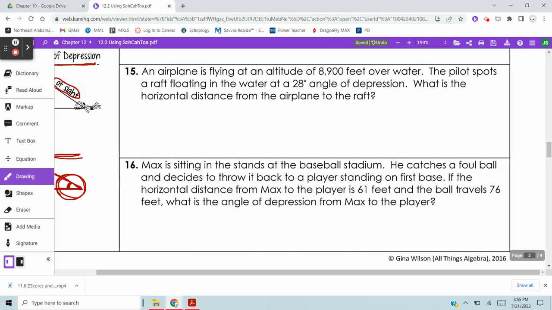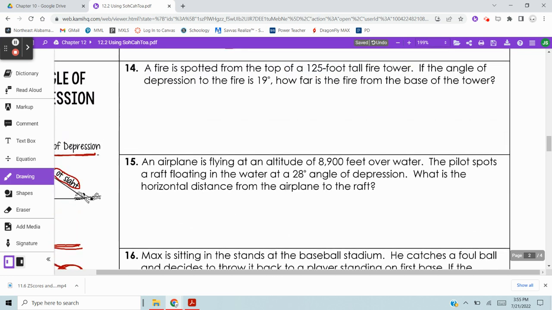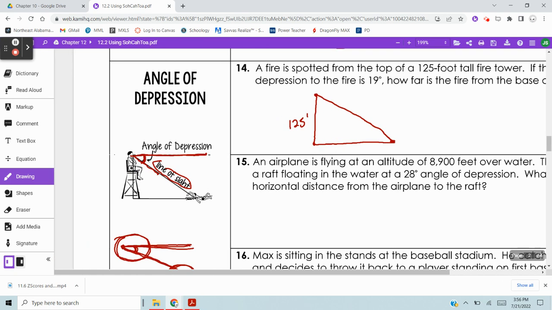So number 15, it says 14, a fire is spotted from the top of a 125-foot tower. So let's draw this tower. It's 125 feet tall. A fire is spotted if the angle of depression to the fire is 19 degrees. So we got to be careful here. So our angle of depression, so let's draw this.